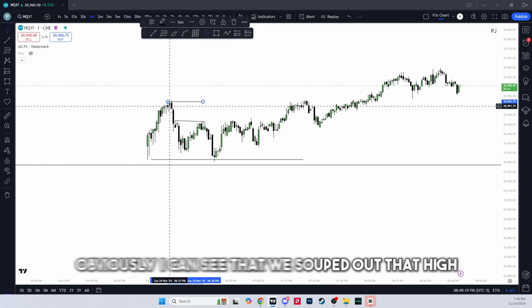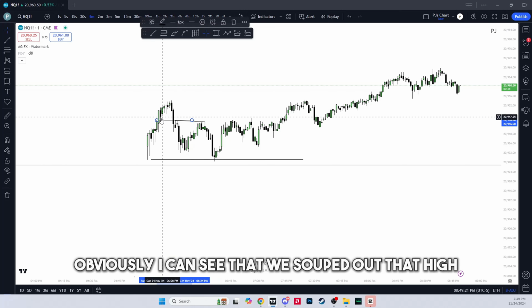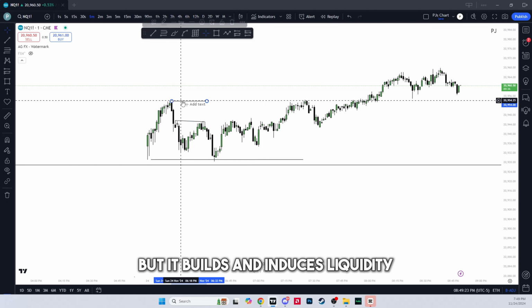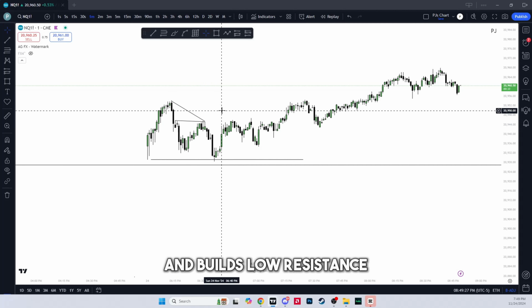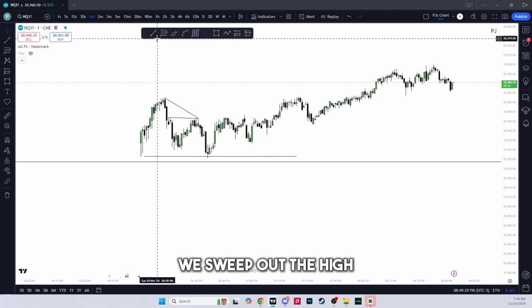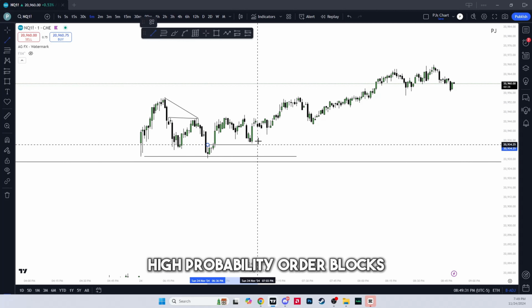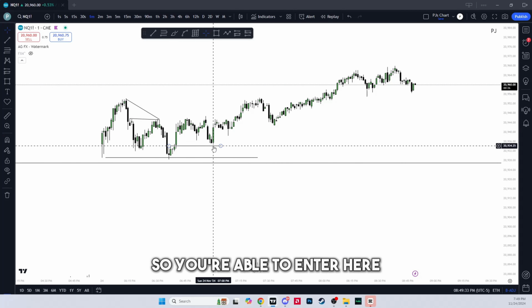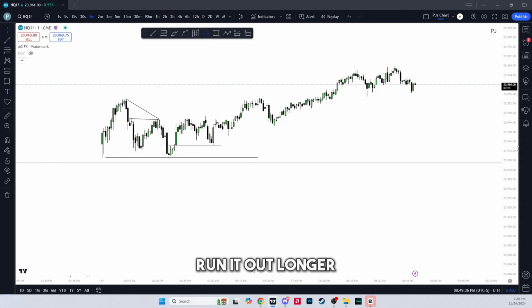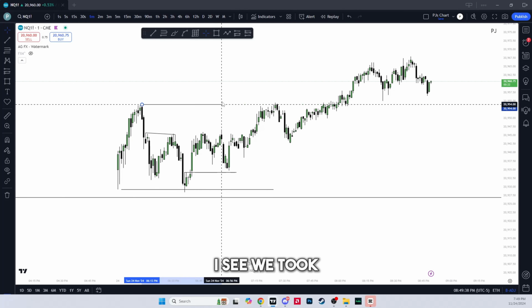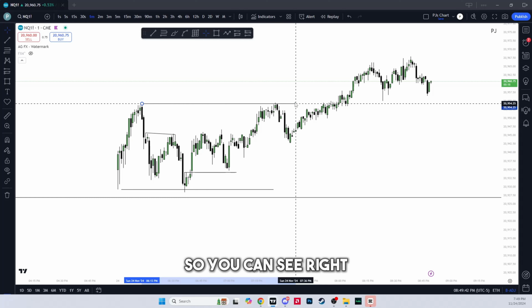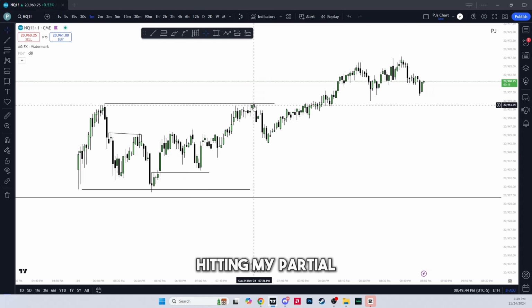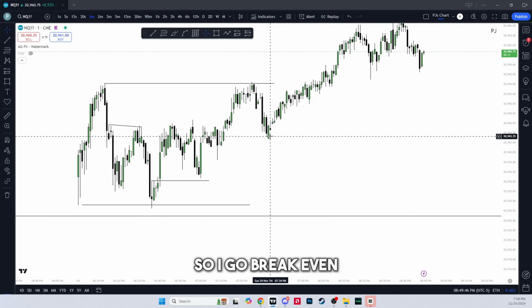And then, like I said, obviously I can see that we souped out that high, even there, right? But it builds and induces liquidity into the high and builds low resistance. We sweep out the high. High probability order blocks put in, so you're able to enter here, run it out longer. I see we took out the high, right? Let me put it right at the top so you can see, right? And we ended up hitting my partial, so I go break even.